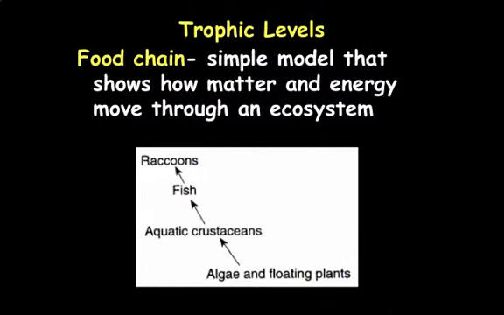Now, a food chain is a simple model that shows how matter and energy move through an ecosystem. Here's a very simple one where we have the algae and the floating plants. The arrow indicates that it is being eaten by. That's how you read it. The algae and floating plants are being eaten by the aquatic crustaceans, which are being eaten by the fish, which are being eaten by the raccoons. So the arrow points in the direction of where this is going.